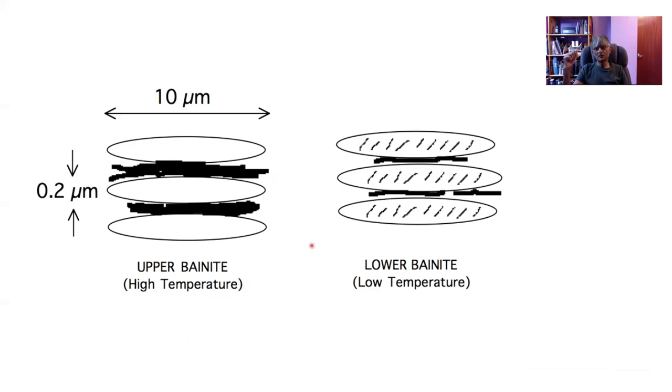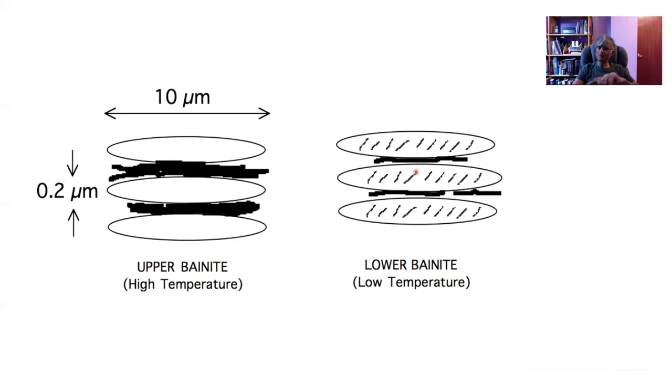ferrite. Lower bainite has a somewhat finer scale, but the temperature range is usually not very large, the difference in temperatures at which you get upper and lower bainite. So you can imagine that this is still about 10 micrometers in length and a quarter of a micrometer in thickness, but because the temperature is lower, there is carbide precipitation inside the plates and less carbide precipitation between the plates. Now, why does this happen? We will explain later, after we know the real mechanism by which bainite forms.